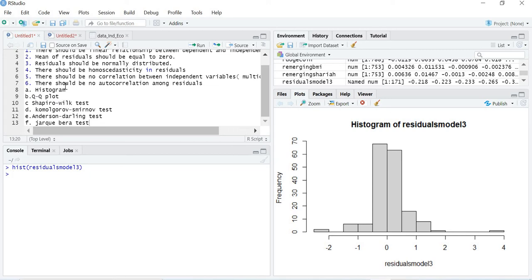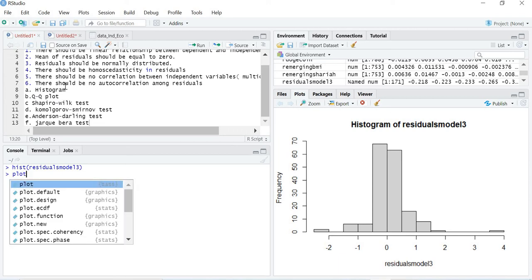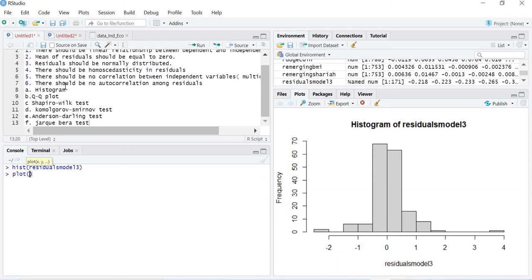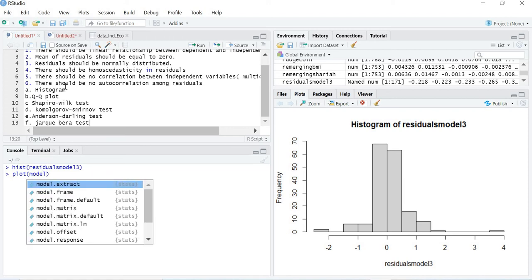If the 2 distributions which we are going to compare are exactly equal, then the points on the QQ plot will perfectly lie on the straight line. That means whatever is my regression equation, all the residuals should lie on the regression line. And if the residuals are not on it, then we can say that the residuals are not normally distributed. So for that, I'll say plot model 3, 2.